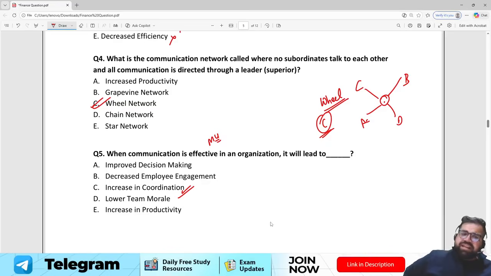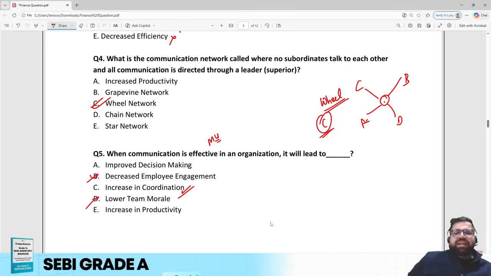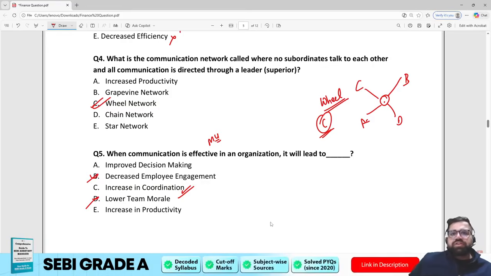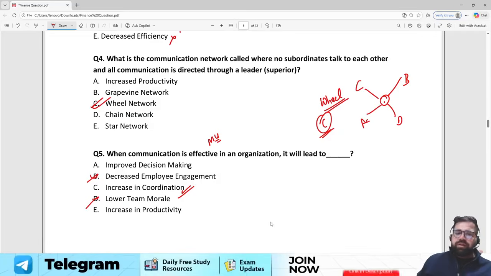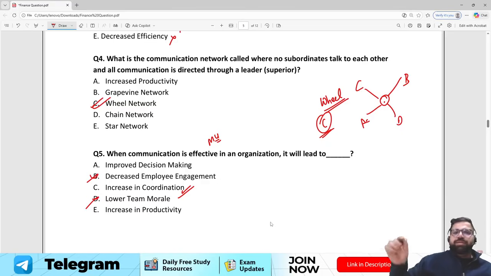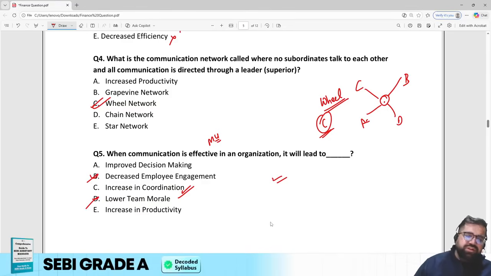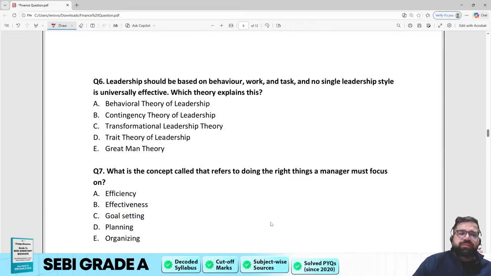Improve decision making, yes, it can be. Decrease employee engagement, no. B cannot be right. Lower team morale, no. Eliminate. Increase in productivity, it can be. But you have to choose the most broader one over here, which is coordination. Coordination is the essence of management. So if communication is effective, choose the more broader option. If you increase the coordination, that includes decision making will improve, productivity will increase. So coordination is the best answer to choose. Although this is a debatable answer, according to me the right one should be C only. Now let's move to question number 6.